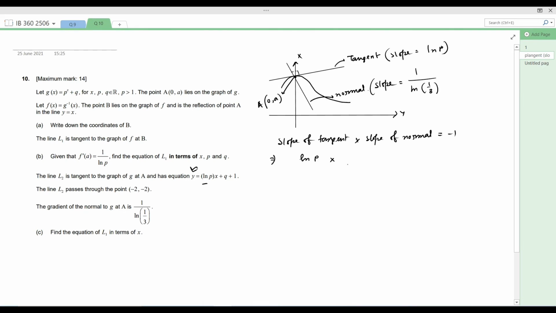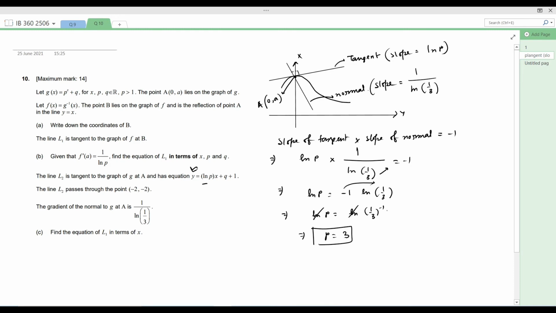See this particular thing very carefully: ln p into 1 by ln 1/3 equals -1. So from here we get ln p equals -1 times ln 1/3. We can give the -1 to the upper side: ln p equals ln (1/3)^-1. So if we cancel out the logarithm, p equals 3, since 1/3 inverse is nothing but 3. So p is equal to 3. The value of p we have found out.